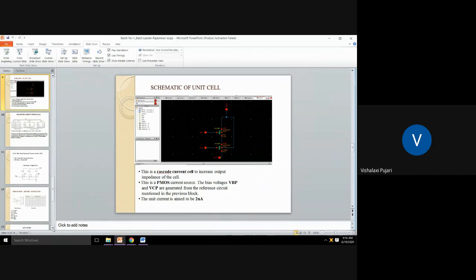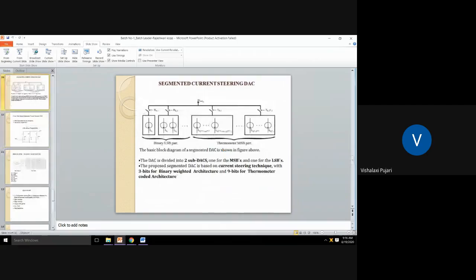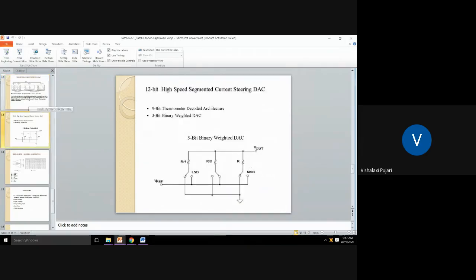And next is the segmented current steering DAC. This is the block diagram of the segmented current steering DAC. And this DAC is divided into 2 sub DACs, one for MSBs and another for LSBs. This segmented DAC is based on the current steering technique with 3 bits of binary weighted architecture and 9 bits of thermometer coded architecture. This 12-bit high-speed segmented current steering DAC is made up of a 9-bit thermometer decoded architecture and a 3-bit binary weighted DAC. Here is the 3-bit binary weighted DAC block diagram. Next, further will be continued by Rajeshwari Kopp.